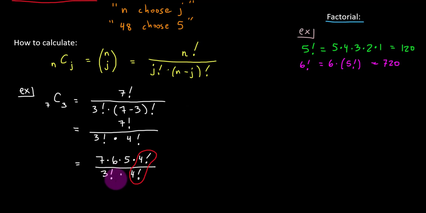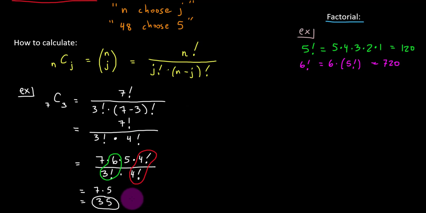But wait, there's more. Isn't 3 factorial just a 6? Because 3 times 2 times 1. So look what else can cancel here. The 3 factorial with that 6. So all that is left is 7 times 5, which is 35. That would be our solution.